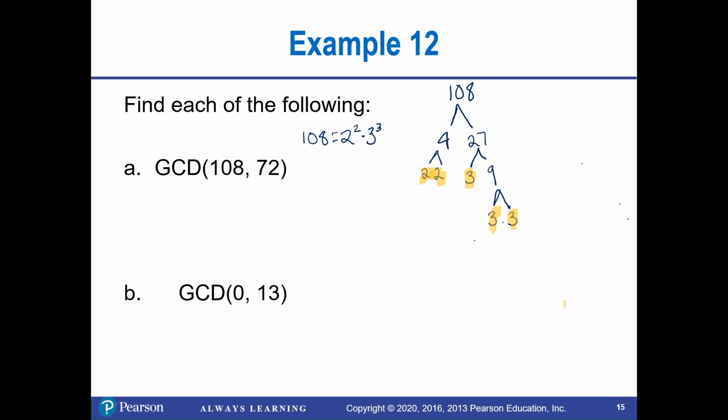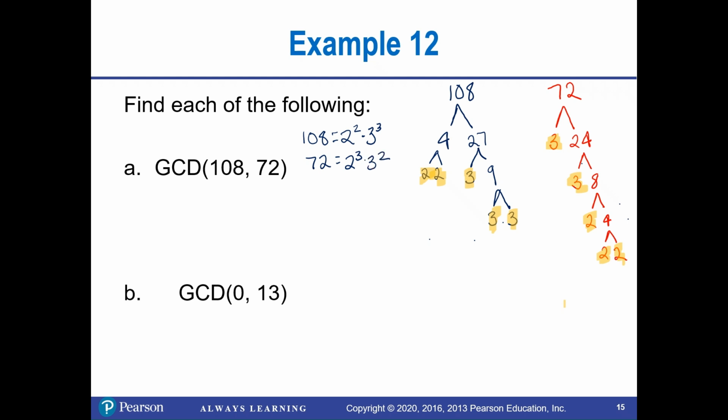And then I need to find the prime factorization of 72. 72 is divisible by 3 because 7 plus 2 is 9, which is divisible by 3. So 72 divided by 3 is 24. 24 is divisible by 3 and 8. 8 is 2 times 4. 4 is 2 times 2. So here, 72, I have 3 2's, so I have 2 cubed, and I have 2 3's, times 3 squared.